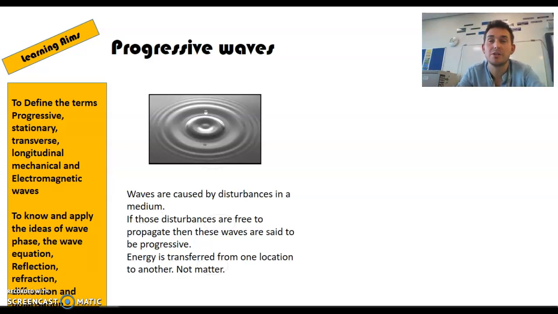So, first thing we need to do is define the term progressive wave. And that is a wave which basically progresses, makes progress. Basically, the defining feature of it is that it transfers energy from point A to point B. So, as it says there, waves are caused by disturbances in a medium.